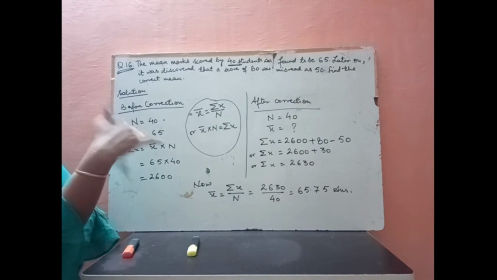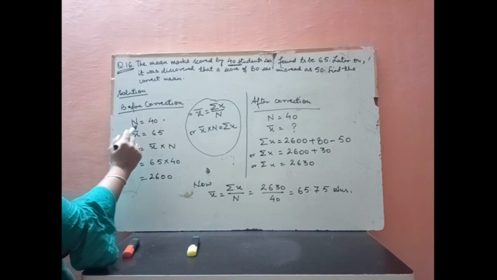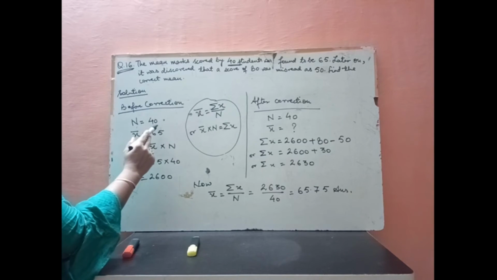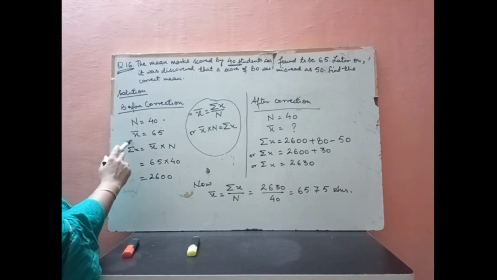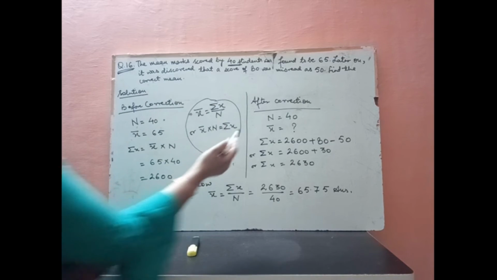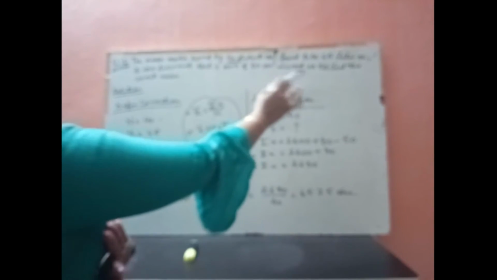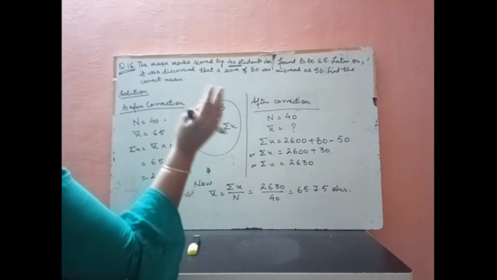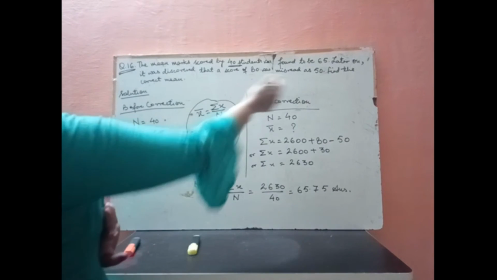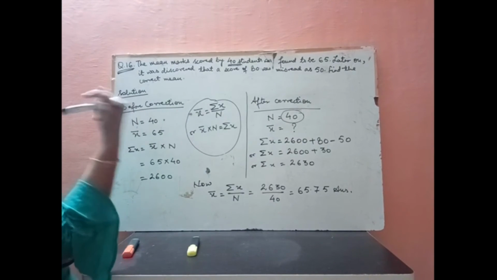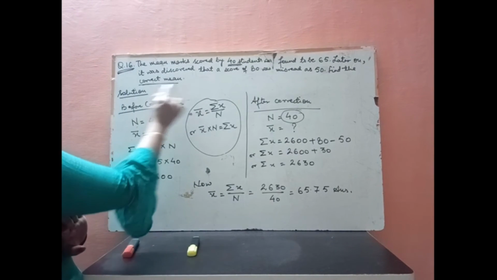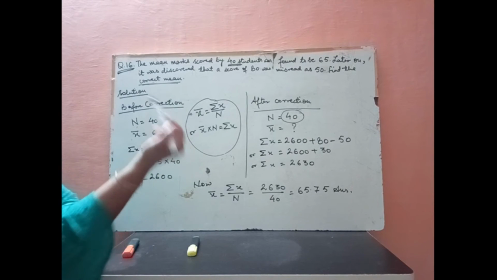When we had not corrected, the number of observations was 40, capital N is equal to 40, x bar mean is equal to 65, and after correction number of observations remain the same because no student has gone and no student has come, so the number of students is the same, 40. That means there is no change. What we have to find? We have to find the correct mean. That again we have to find the mean. How we will do that?